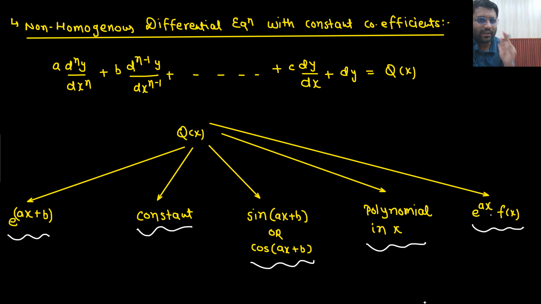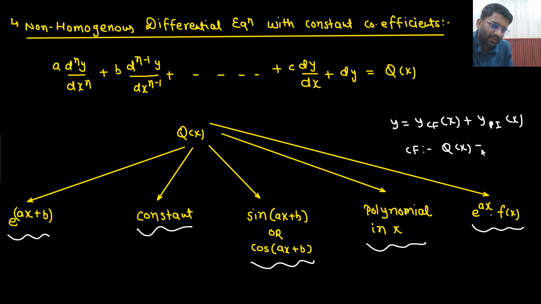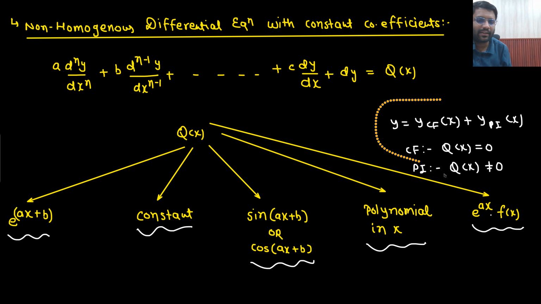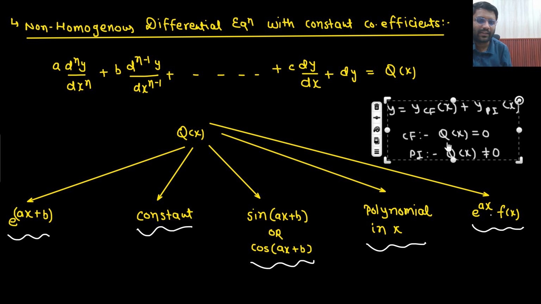So for calculating the particular integral, basically I have said that your y would be y_CF plus y_PI. For calculating CF, Q of x would be equal to 0. But for calculating PI, Q of x would be the same function. It could be exponential, it could be constant, it could be sinusoid, it could be polynomial in x, or it could be e to the power ax dot f of x. It could be anything. Is that clear? Okay. So how to calculate these answers, we are going to see now.